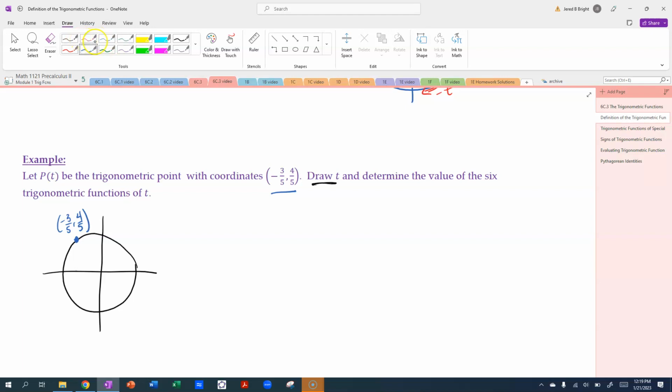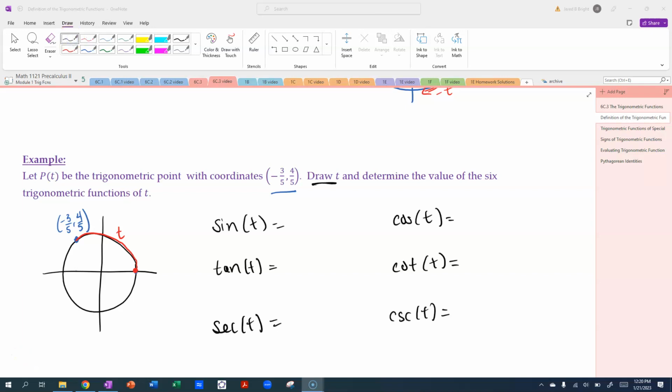That's my trigonometric point as long as I include t. Oops, I wanted that in red. T would extend from (1, 0) along the circumference of the unit circle up until there. So that's t. It says determine the value of the 6 trig functions. So we have sine and cosine, tangent and cotangent, secant and cosecant. Eventually, we'll talk about why I write them like this. As long as you provide the 6 of them, I don't care what order they're in, but I write them this way on purpose. More on that in a later video.